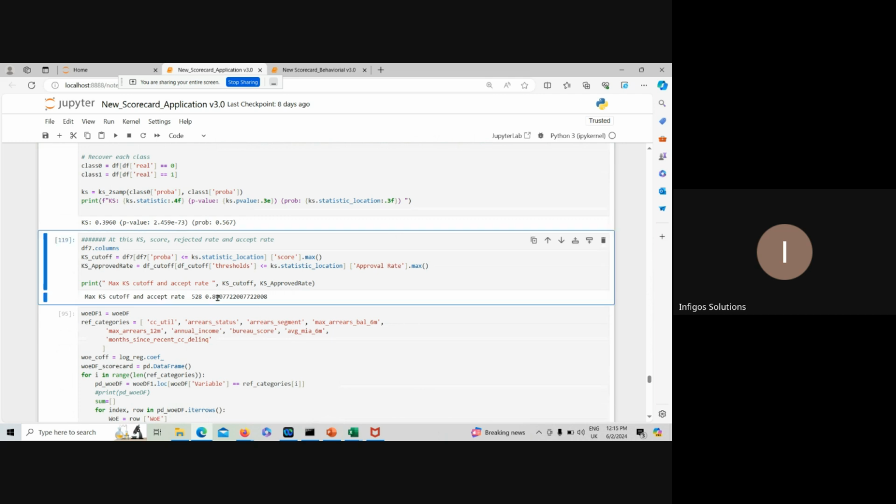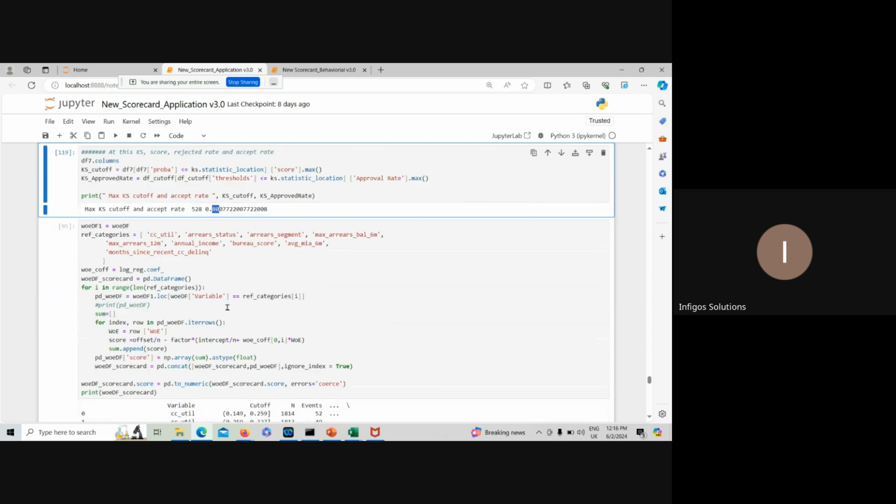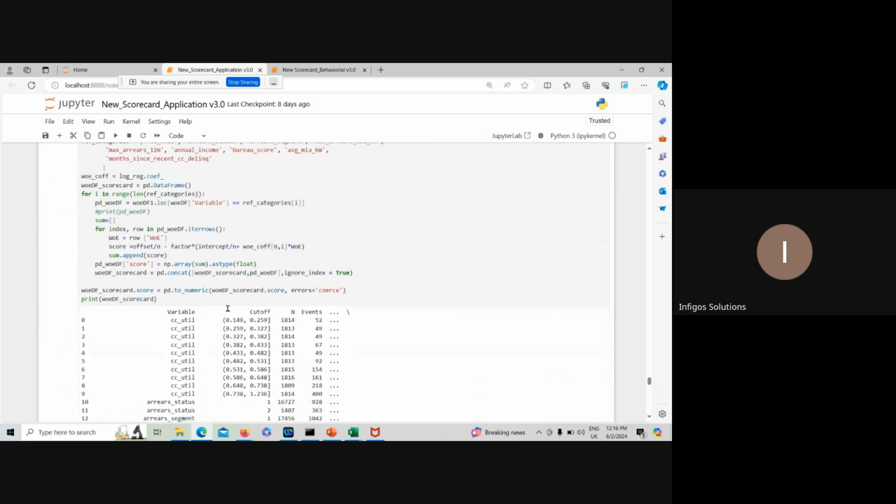And our approval rate has improved to 80%, and the KS cutoff has gone to 528, which means the application scorecard has a better optimal cutoff compared to what we have for the behavior scorecard. It was 611, it was 77 here. I have all the results in the presentation also.